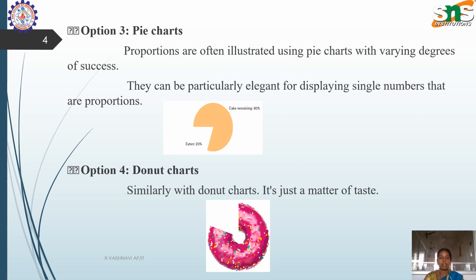Next, option three is the pie chart. Proportions are often illustrated using pie charts with varying degrees of success, and they can be particularly elegant for displaying single numbers that are proportions. Fourth option is the donut chart. Similarly with the donut chart, it is just a matter of taste. Here we have the example of the donut chart.